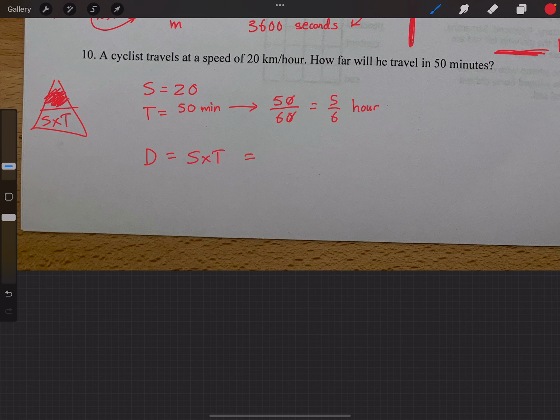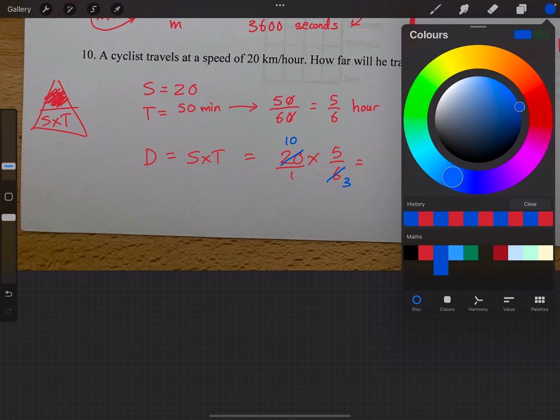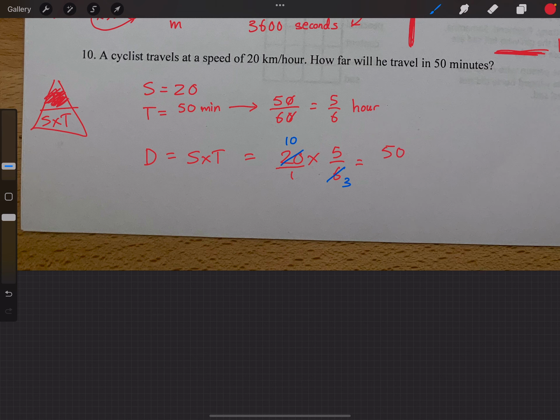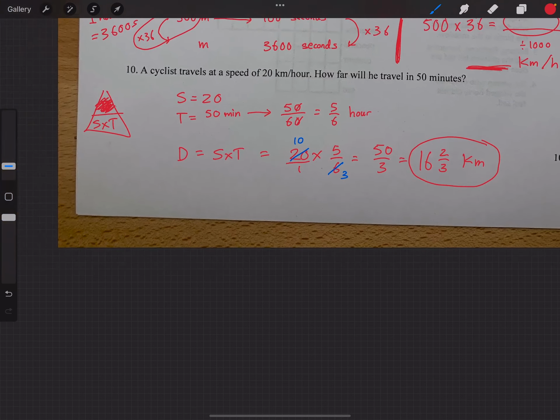So we need to do speed, which is 20, times the time, which is 5/6. We can put this over 1, and we can simplify this a little bit. I can cross this out, divide this by 2, we'll get a 3, divide this by 2, we'll get 10. So the answer is going to be 50 over 3. And that's going to be 16 and 2/3 kilometers. That's the answer there. It says how far, right? So that's the distance. You're going to get 16 kilometers and 2/3 of a kilometer.